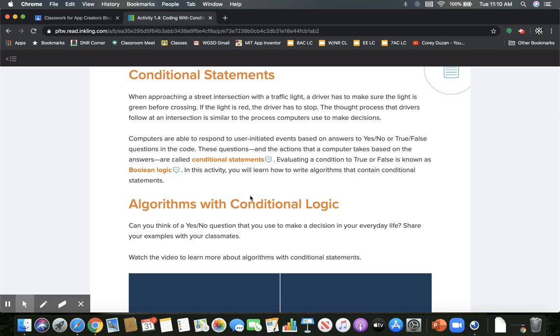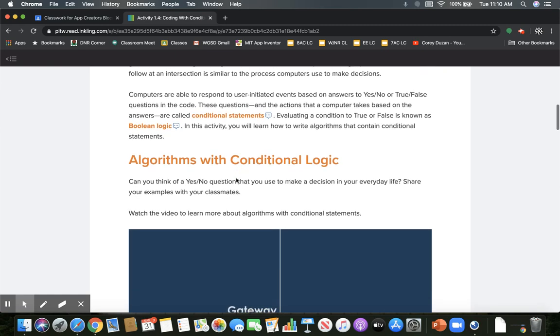Computers are able to respond to what we provide as events for the computer to think about. We can give them answers like yes or no, or true, false. Questions in the code, that's really what we're discussing. These questions are actions that a computer could take based on the answers. We call those conditional statements. When we give them a true, false, or yes, no statement, that's called Boolean logic. In this activity, we're going to learn about how we can write down these conditional statements.